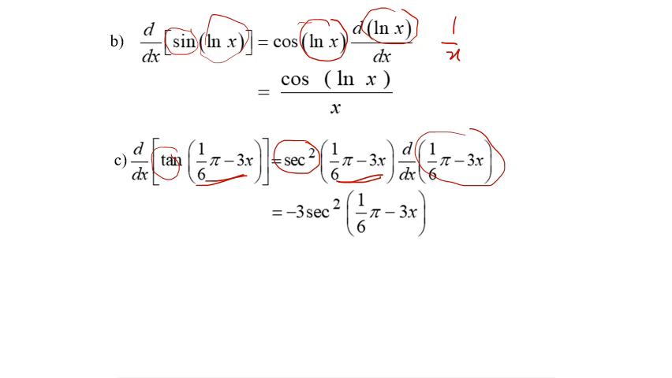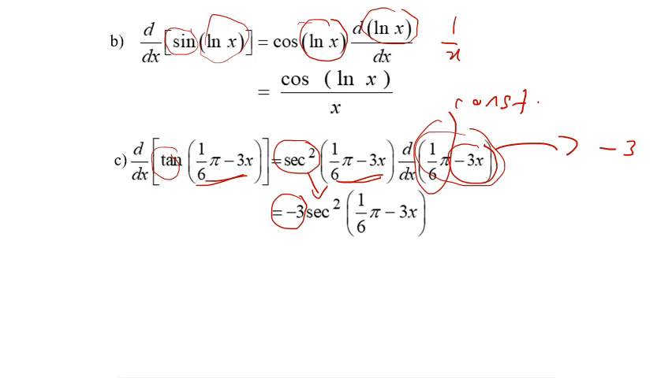So differentiating at the back here, we know pi over 6 is a constant. A constant doesn't affect anything when we differentiate, we'll get 0. So only the variable matters. So here negative 3x, differentiating this one will get negative 3. So we put negative 3 at the front here. So our final answer is negative 3, and then follow the above, which we already know is secant squared. So negative 3 secant squared of pi over 6 minus 3x.